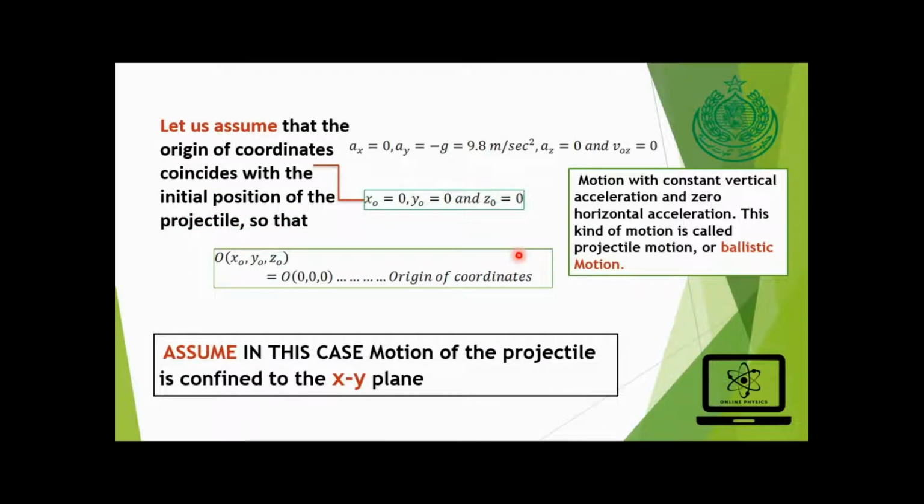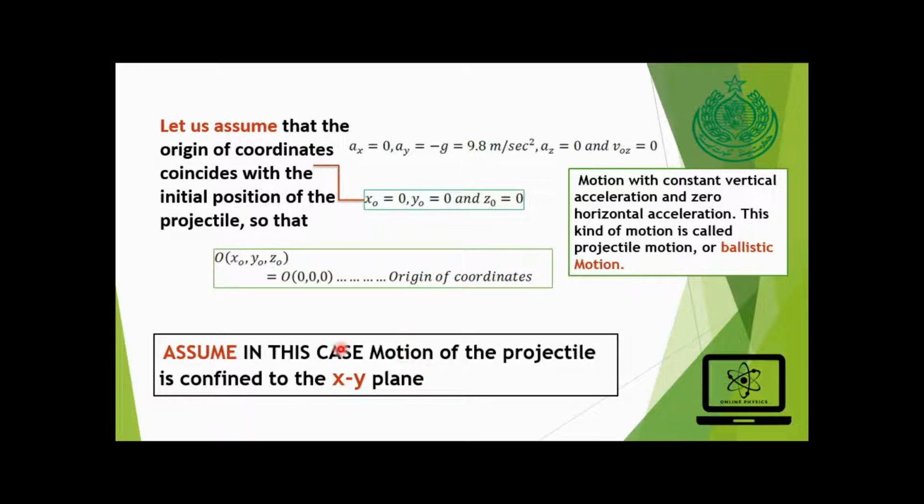Furthermore, we assume that in this case the motion of the projectile is confined to an xy plane. Keep in mind, this is not an assumption of projectile motion in general, it is an assumption in this case. So the motion is confined to the xy plane. You can take the xz plane, this is your own choice, but I am taking the xy plane.